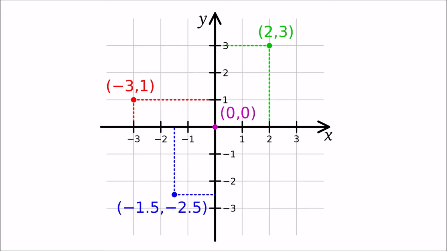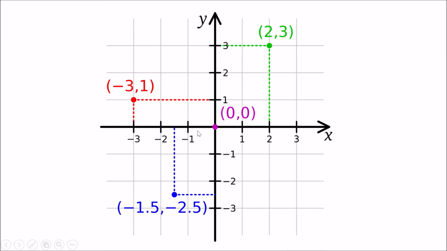Okay, so mathematically speaking, this is how a coordinate system looks. You have the purple dot at the center, 0, 0, which we call the origin. Right, the center where the x and y axes meet. This is called the x-axis, and this is called the y-axis. Where the two axes meet each other is where the origin is, 0, 0.